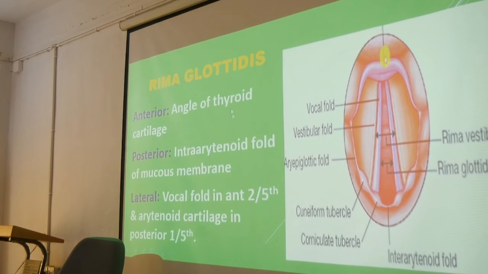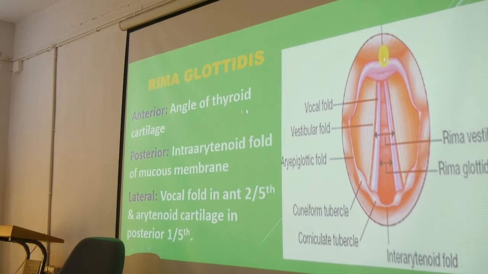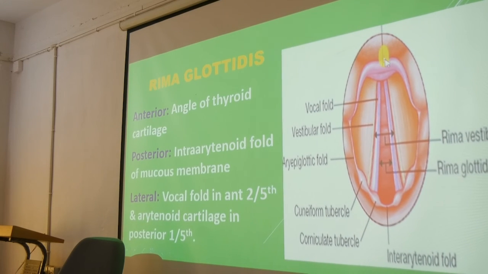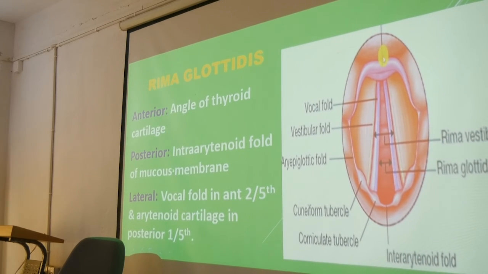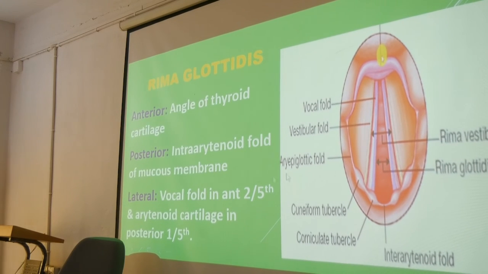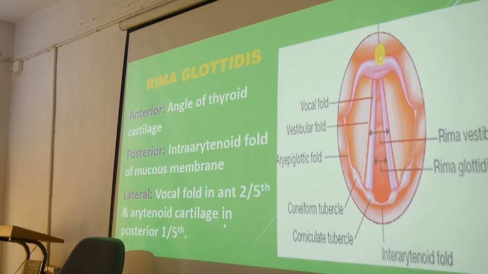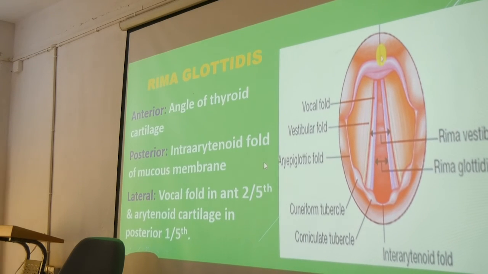So what are the boundaries? Anteriorly, what is there? The angle of the thyroid cartilage. Posteriorly, what will be there? The interarytenoid fold of mucous membrane. And laterally, the vocal fold, that is the anterior 2/5, and the arytenoid cartilage on the posterior 1/5.